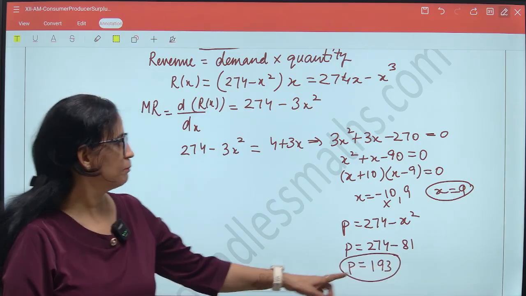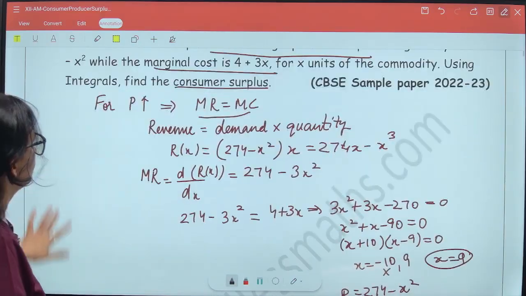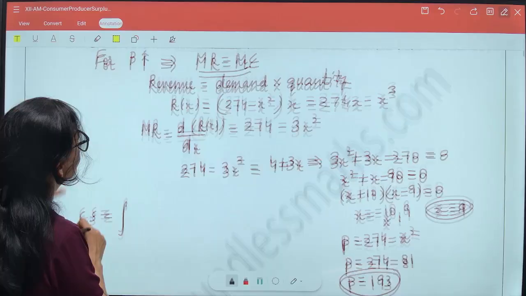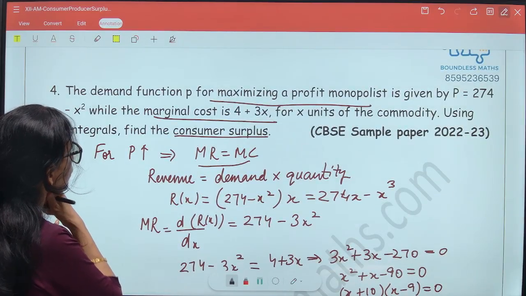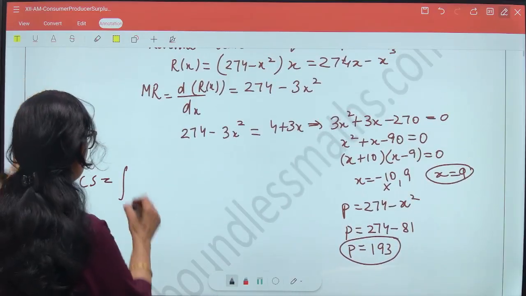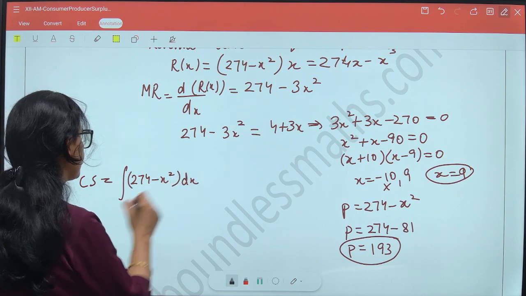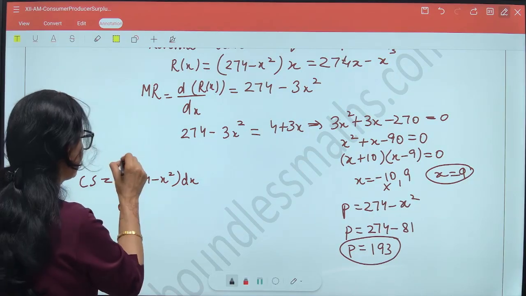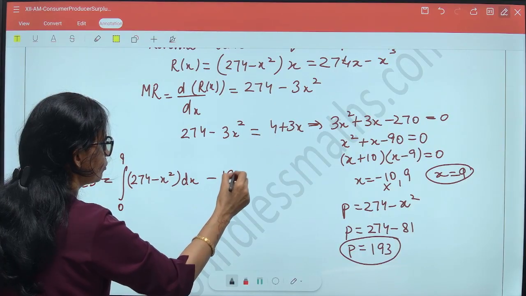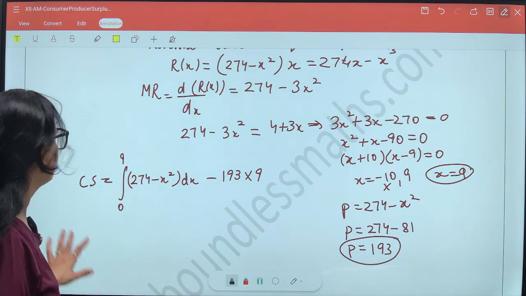Now we have the equilibrium price and equilibrium quantity, and we need to find consumer surplus. So let's use the formula for consumer surplus. It is the integral of the demand function that is given to you. What is the demand function? 274 minus x square. So the integral of 274 minus x square with respect to x from 0 to x naught, minus the product of p naught and x naught, 193 into 9. Please write the formula before you put in these values, otherwise, again, I am warning you, you will lose half a mark here.